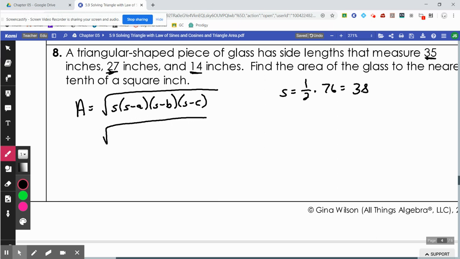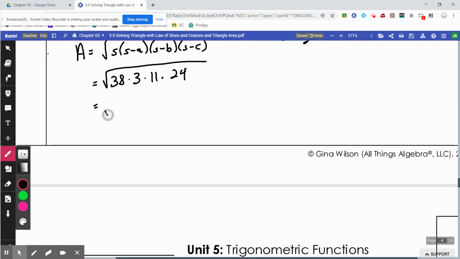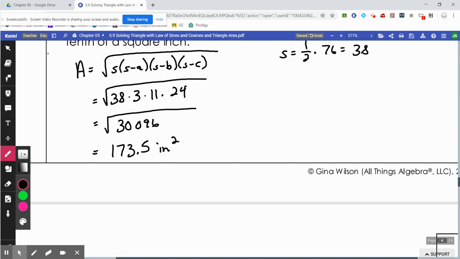So our area is going to be the square root of 38 times 38 minus 35 times 38 minus 27 times 38 minus 14, which is 24. Multiply those four values together, and you get the square root of 30,096. And when you take the square root of 30,096, you get 173.5, and that was in, I believe, inches. Let's go up and make sure. Yes, so that'd be in square inches since you're talking about the area.